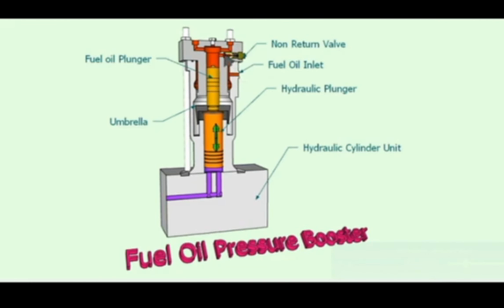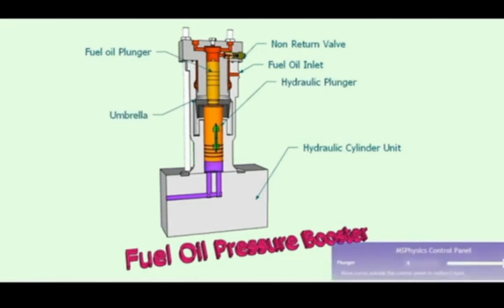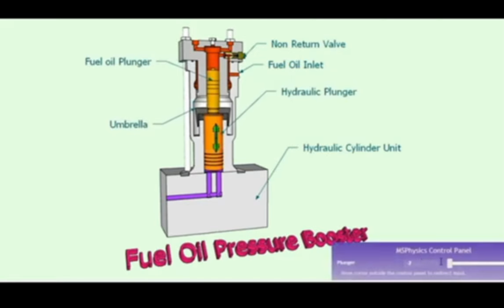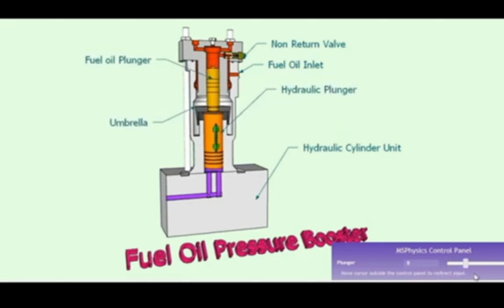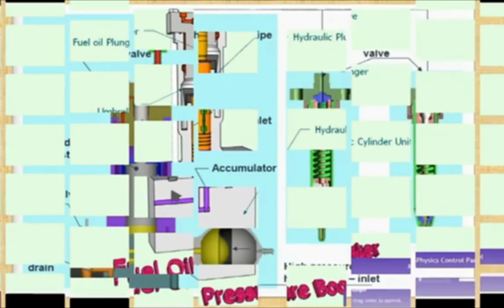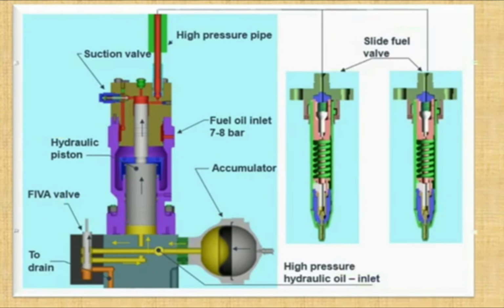And the fuel oil will go in through this non-return valve, and when injection happens, the fuel oil will be injected through the high pressure pipe and fuel valves. After injection is over, the hydraulic plunger will return back, which happens because the fuel oil pressure is pushing down. There is no spring in that, and a hydraulic accumulator is fitted to get a stable hydraulic supply all the time.